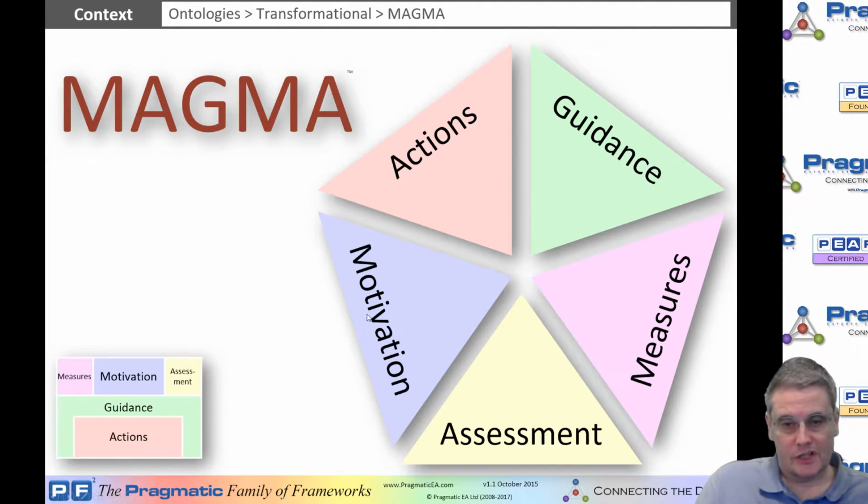So motivation is what is motivating us to change? What are the requirements? Actions are what are we actually doing to change? Guidance is things like principles, policies and standards. So what is guiding our actions as we execute them? And then measures are how do we measure how we're performing, and assessment is if you do an assessment against those measures, then the assessment information goes there. So that's what Magma is, transformational information.